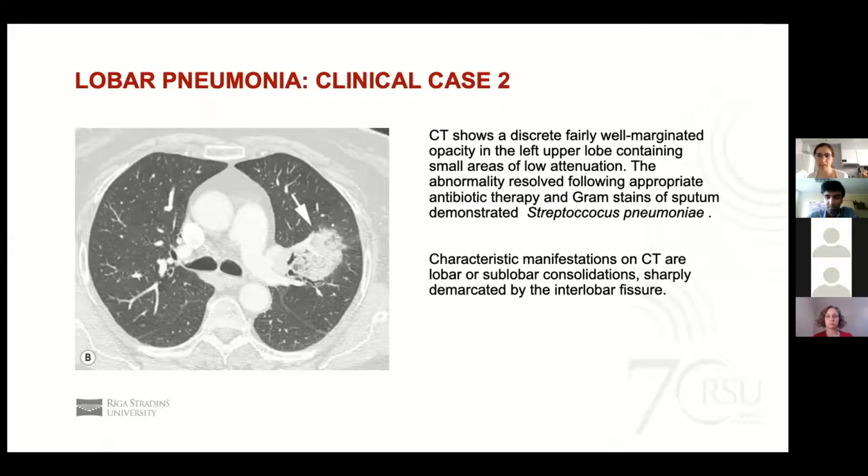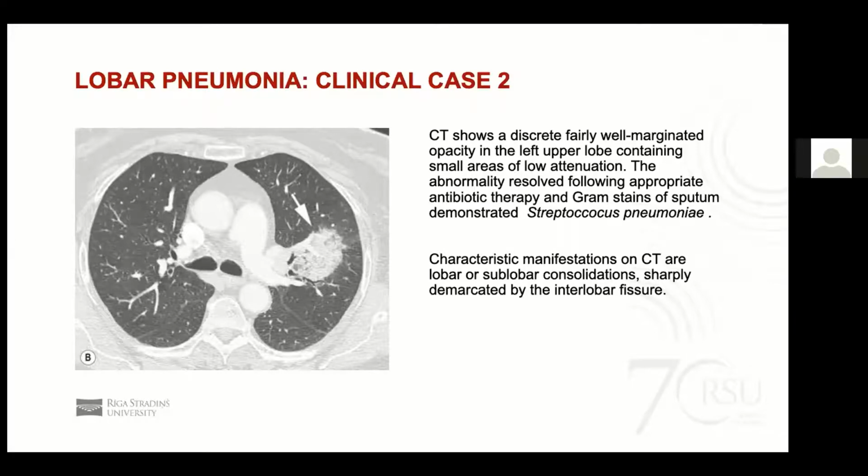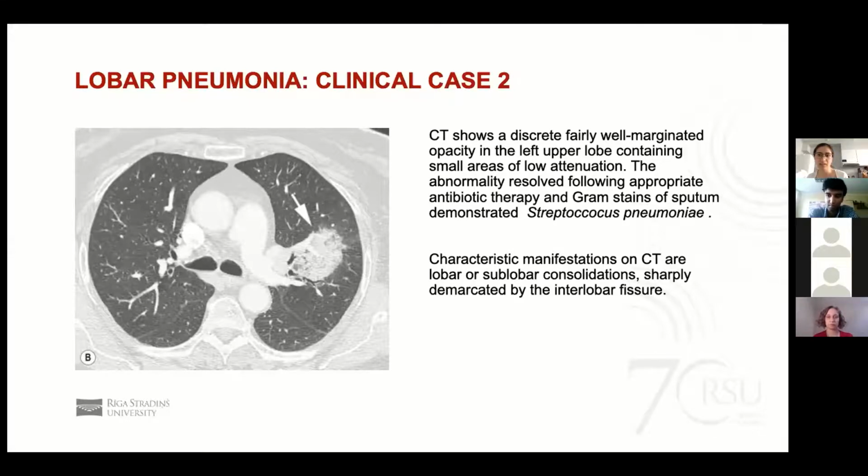And this abnormality resolved after antibiotic therapy, and the Gram stains of sputum showed that it was caused by Streptococcus pneumoniae. The characteristic manifestation on the CT is lobar or sublobar consolidation, clearly demarcated by the interlobular fissure. This interlobular fissure is basically because the lung is divided into different lobes, and this fissure is the septa between the lobes.